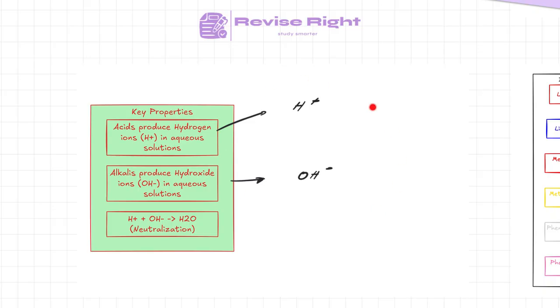Now, the reason why they say that when an acid and an alkali react, it's a neutralization reaction is the following. If we get that H+ ion released by the acid and we add it to the OH- ion released by the alkali, we quite literally get the formation of water. Now, water is known as a neutral substance, and that is why these types of reactions are called neutralization reactions.